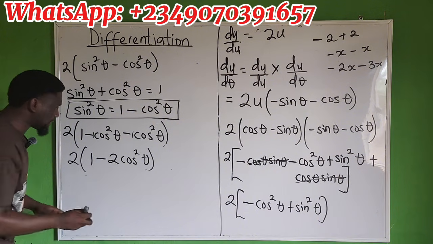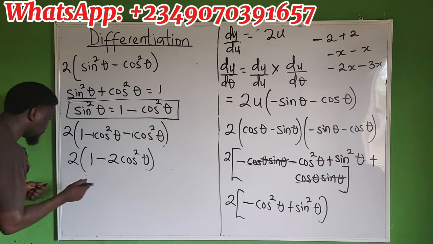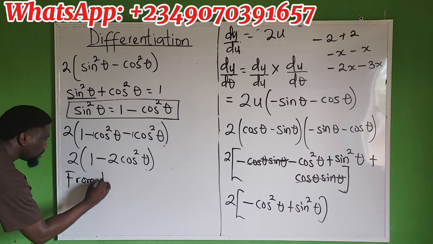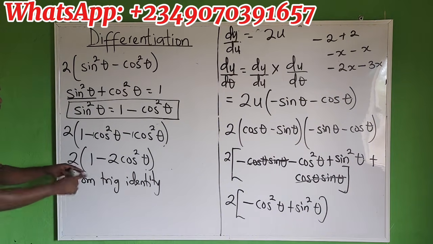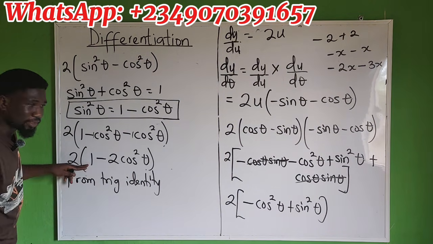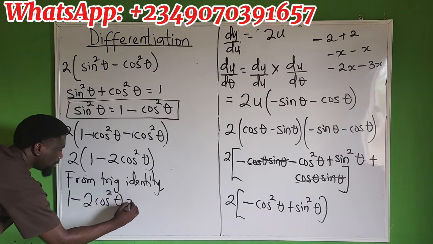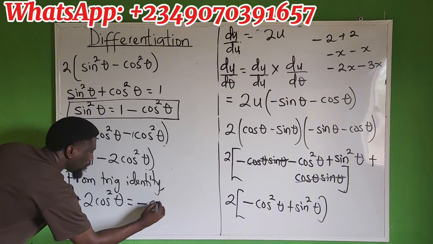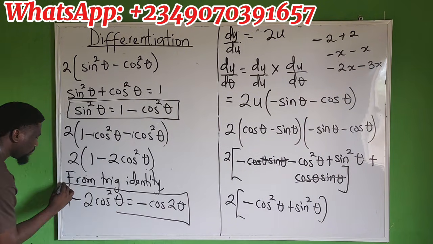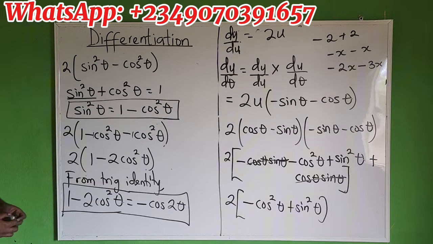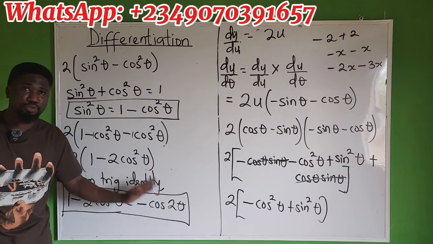Alright. So what's the next thing? The next thing now is, see, from trigonometric identity, 1 minus 2 cos squared theta will give us minus cos 2 theta. Please take note. From trigonometric identity, 1 minus 2 cos squared theta will give us minus cos 2 theta.